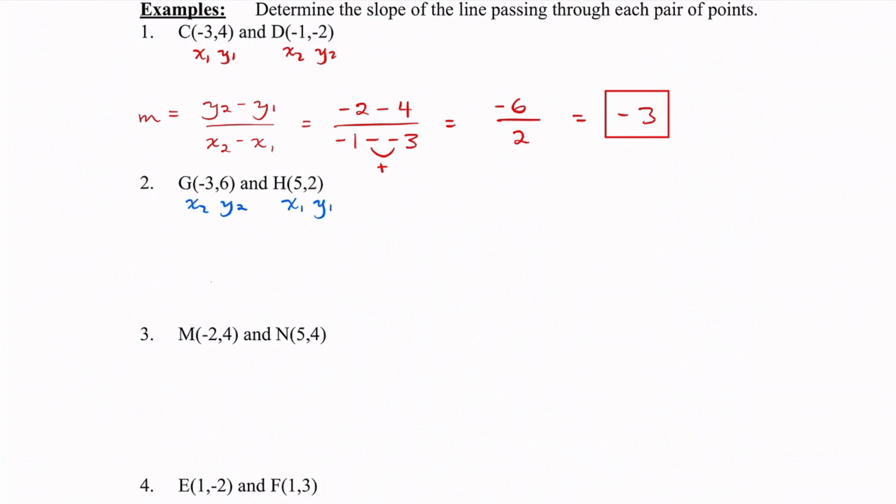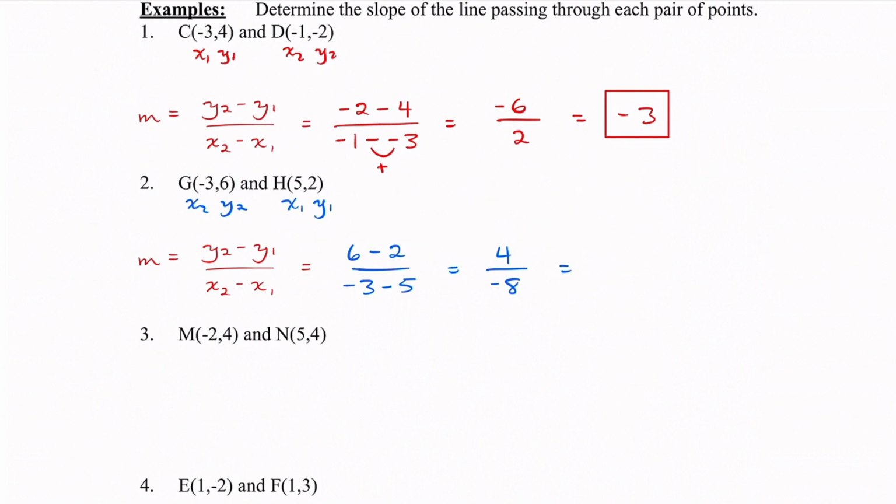So again, the next thing we want to do is start with that formula and then just plug it in. So y2, that's right there, that's 6. So 6 subtract y1, that was a 2. So we got that, divided by x2, that was -3, subtract x1, that was a 5. And then simplify, 6 minus 2 is 4. And then in the denominator, -3 minus 5, that's -8.